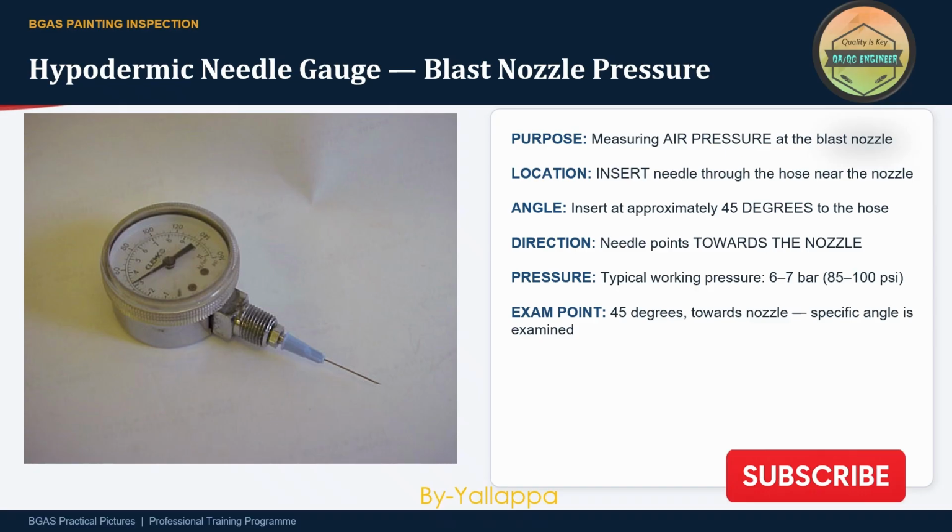Nozzle pressure directly influences cleaning efficiency, profile generation, and productivity. To obtain an accurate reading, the needle must be inserted into the blast hose at approximately 45 degrees and directed toward the blast nozzle. This detail frequently appears in BGAS examinations. Always remember: 45 degrees. Pointing toward the nozzle.